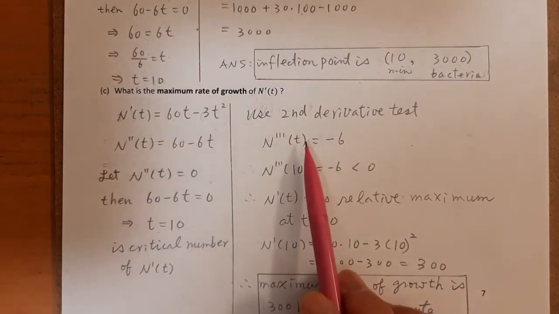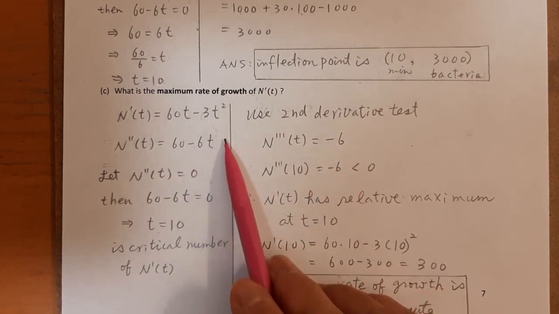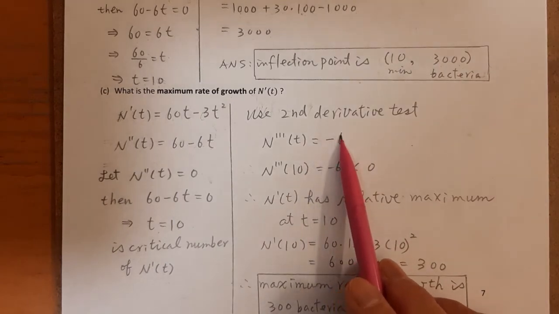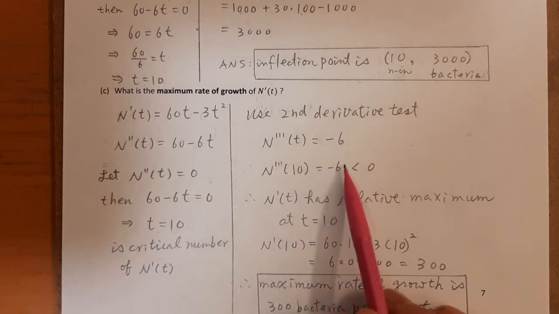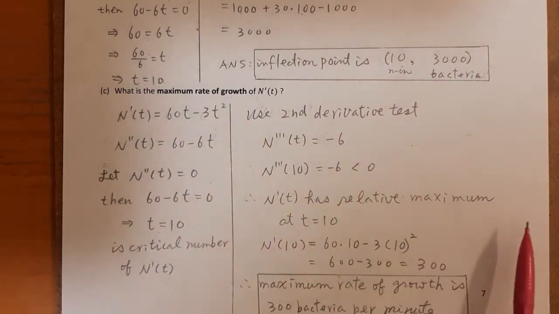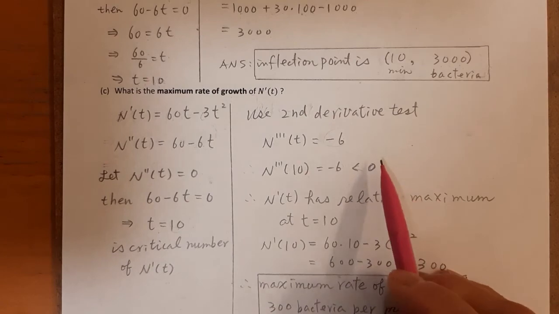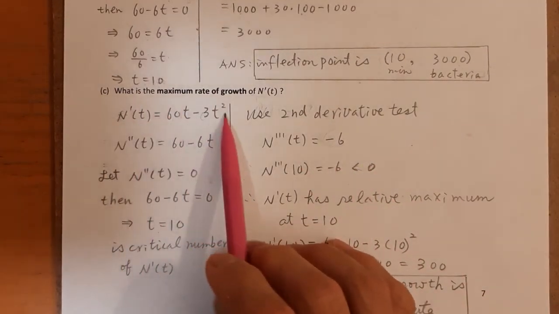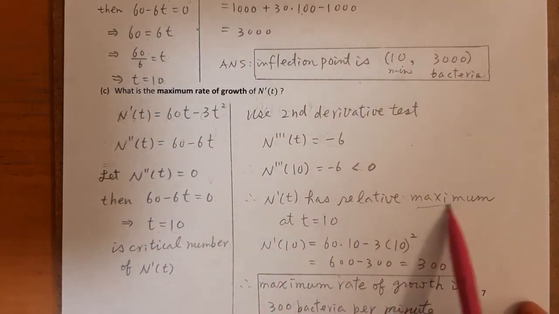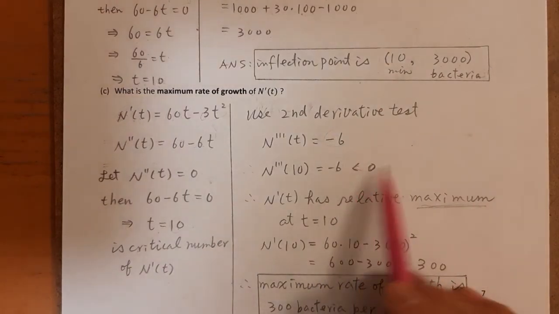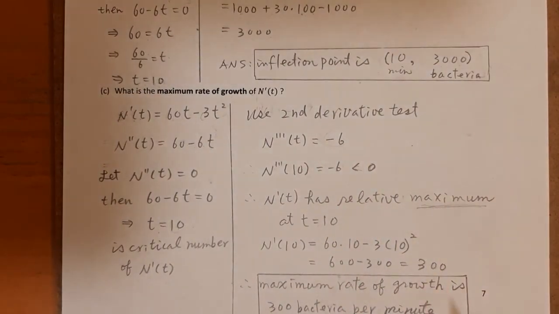The derivative of 60 is 0. The derivative of negative 6t is negative 6 times 1, which is negative 6, since t to the power 1 minus 1 is t to the power 0, which is 1. So we get negative 6. When the critical number t is 10, you plug in and it is still negative 6, because the constant doesn't change with t. So it's less than 0. If less than 0, then the original function N prime of t at t equal 10 has a relative maximum. If greater than 0, it has a relative minimum; if less than 0, a relative maximum. It's just opposite.